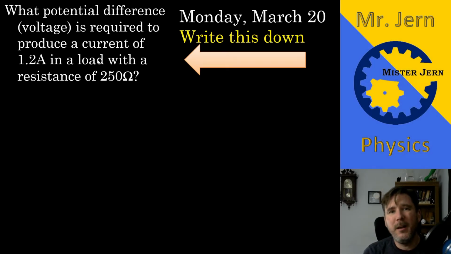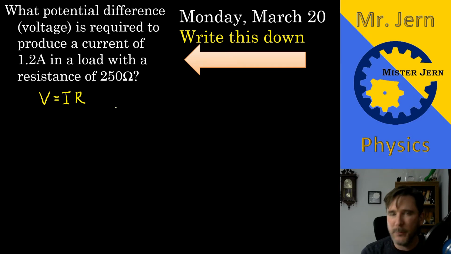Well, if you missed it, we're just going to talk about the voltage required to produce a current of 1.2 amps in a load with a resistance of 250 ohms. So it's really kind of simple. The starting equation you want to work with is V is equal to I times R. In other words, voltage is equal to current times resistance.